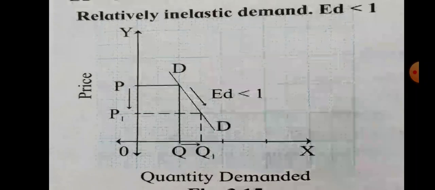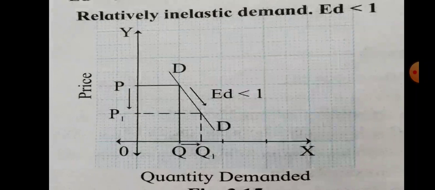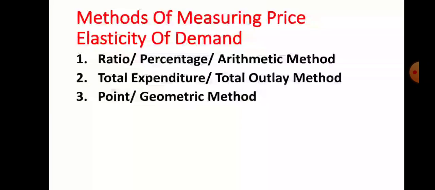Now let us see the next type, number 5, that is relatively inelastic demand. What happened in this diagram? At price OP, quantity demanded is OQ. When price falls from OP to OP1, quantity demanded rises from OQ to OQ1 but in less proportion. So what happened to the shape of the demand curve? The shape of the demand curve here is steeper. And what about the numeric coefficient? The numeric coefficient, that is elasticity of demand, is less than 1. So these are the 5 types of price elasticity of demand.